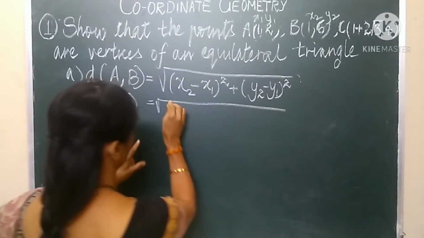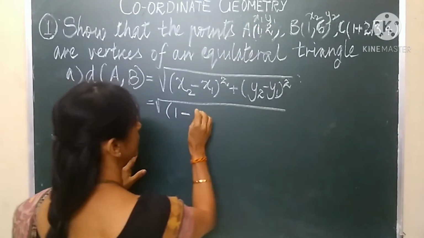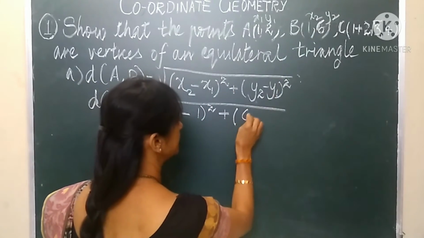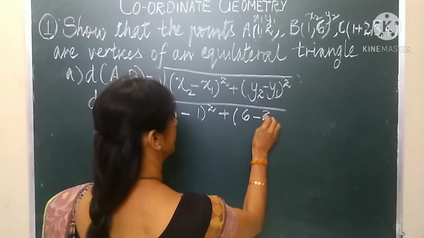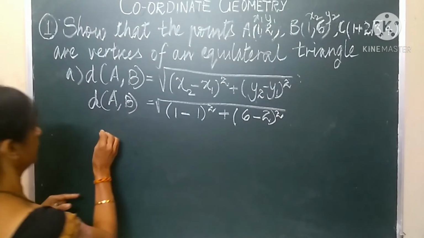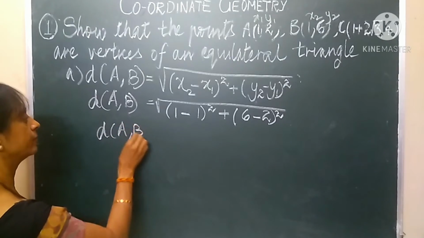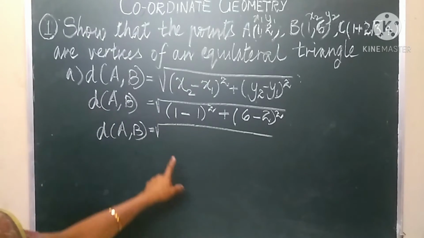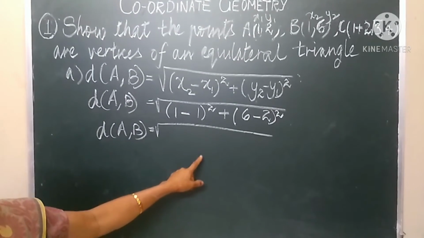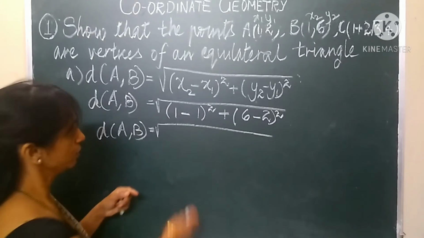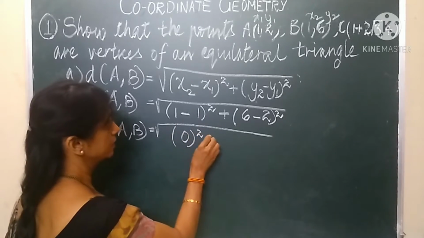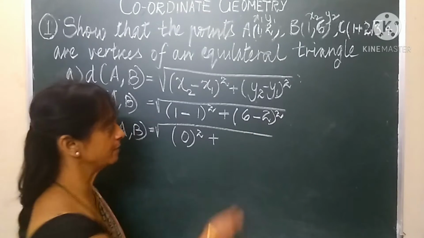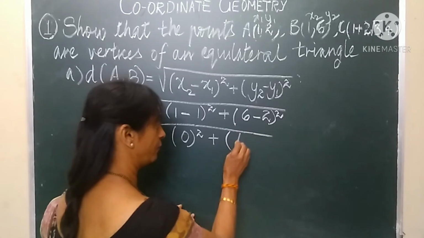What is x2? 1 minus what is x1? 1 the whole square plus y2 that is 6 minus y1 that is 2 the whole square. So distance AB will be equal to, now 1 minus 1 the whole square. 1 minus 1 is equal to 0. So here we have 0 square plus 6 minus 2. 6 minus 2 in the second term will give us 4.